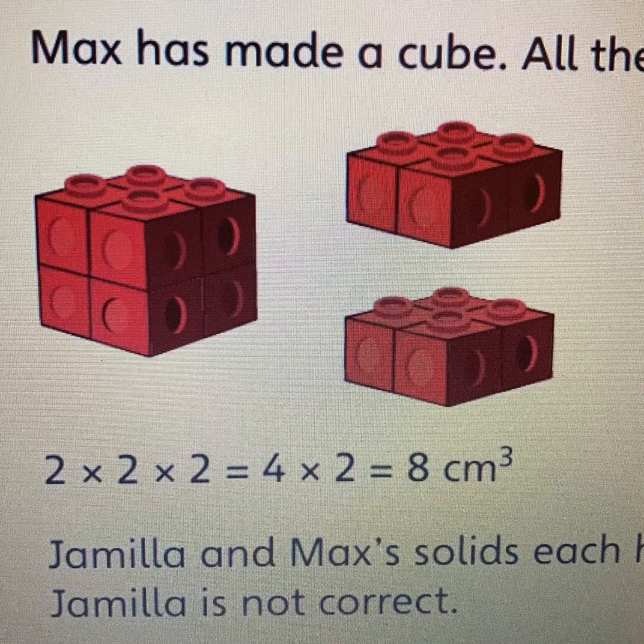Right then, Max's turn. So Max has made a cube. So this means that all the sides are the same length. So it means it's got 6 square faces and each one is the same. So there's a couple of ways you can think about this. You can either see that on the bottom, on the base, it is 2 times 2, which is 4. So it's 4 cubes on the bottom. And then there are 2 layers of 4. So you can do 2 times 4, which is 8. 8 cubes, which is 8 centimetres cubed.